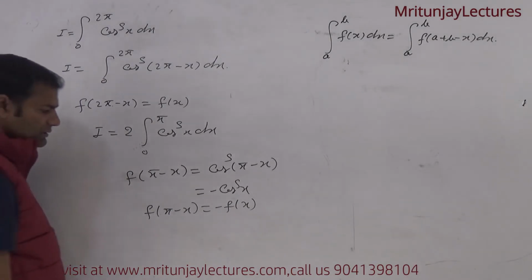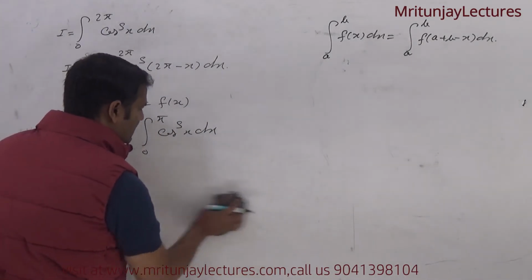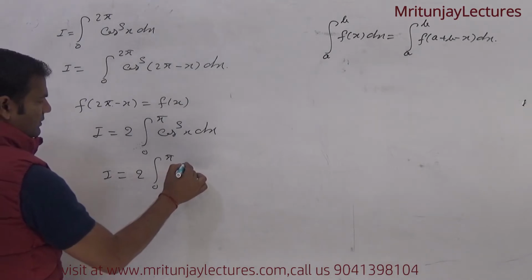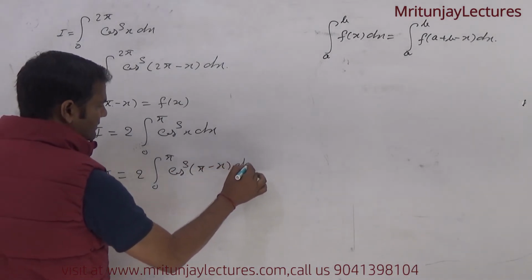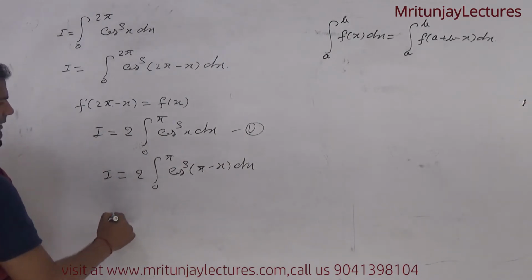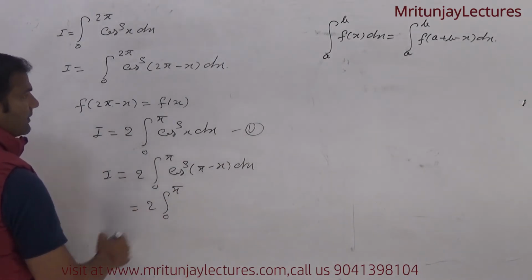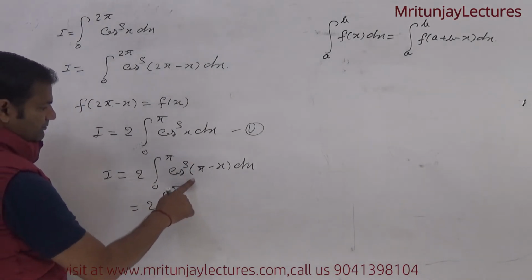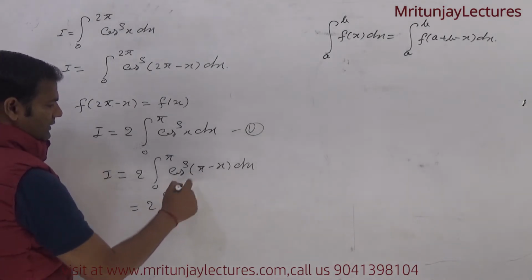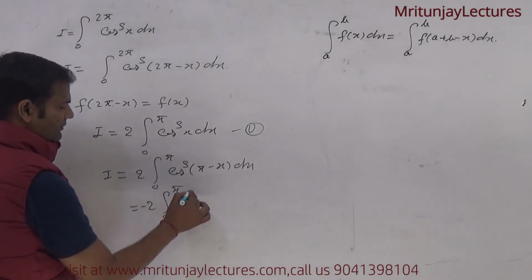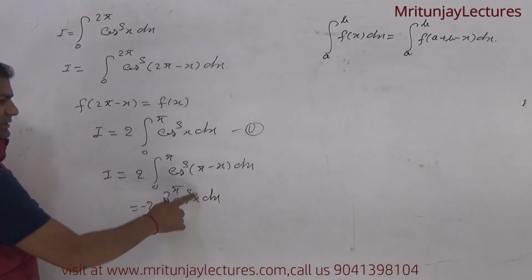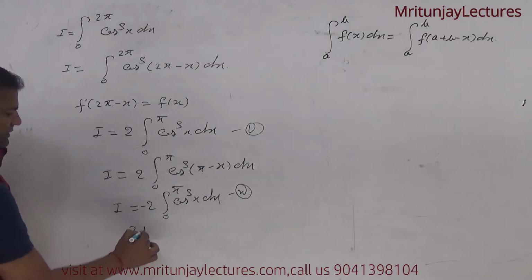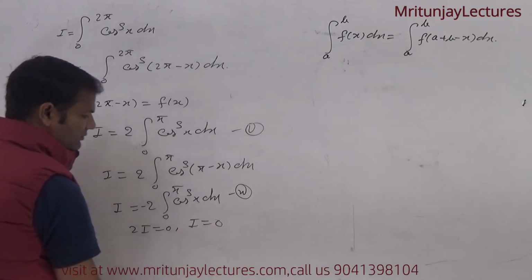If any doubt, you can solve by another method also. Apply the property to 0 to π of cos⁵(π − x) dx. This is equation number 1. Now here, from 0 to π, apply this property. We get minus of (cos x)⁵. That is equation number 2. Adding 1 and 2, we get 2I equal to 0. So I is equal to 0.